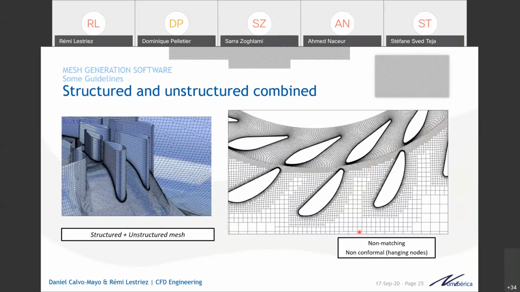Here you can see a full X mesh for the stay vane. You see it's non-conformal because you have hanging nodes. Hanging nodes, here with the pointer, occur when one cell's face is connected to various others, and this point is called a hanging node.